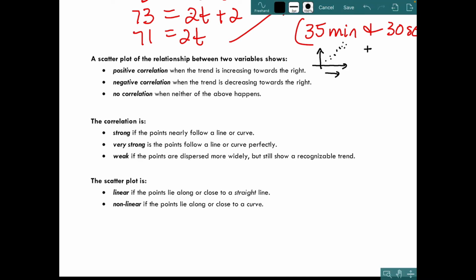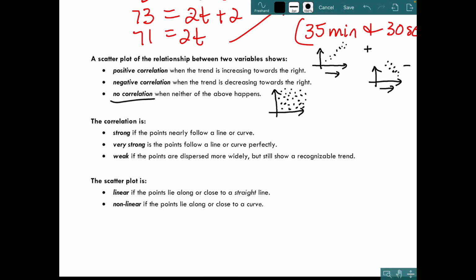A negative correlation happens when the trend is decreasing towards the right. So if we are going towards the right, but the data is going down, that's a negative correlation. And no correlation happens when there is no pattern either way. So the points are just randomly all over the place. We couldn't draw a line that would represent all of those dots because they're just everywhere.